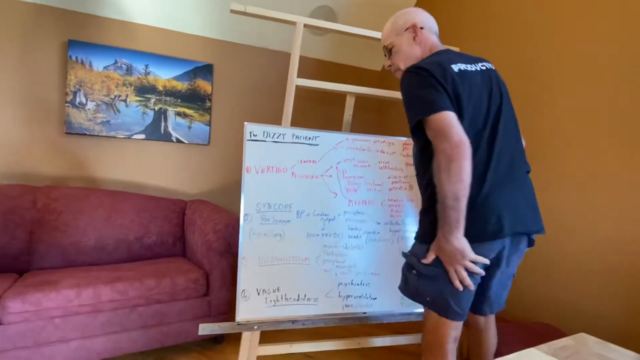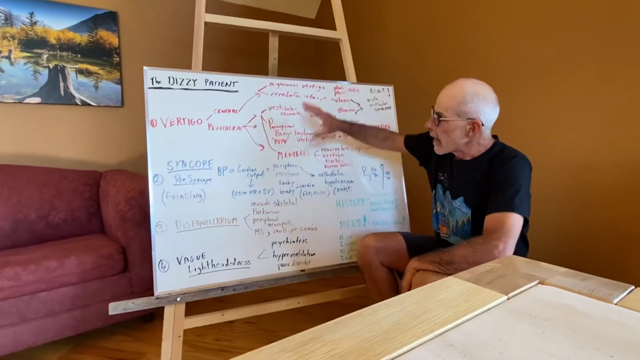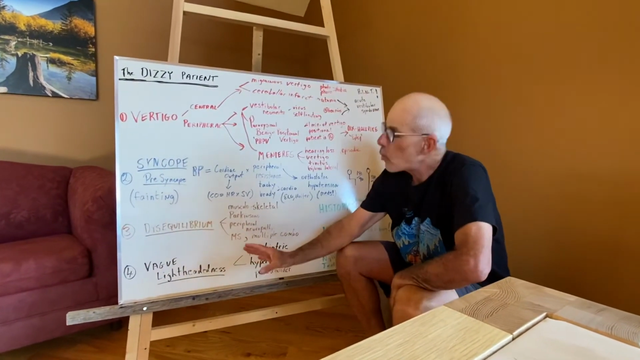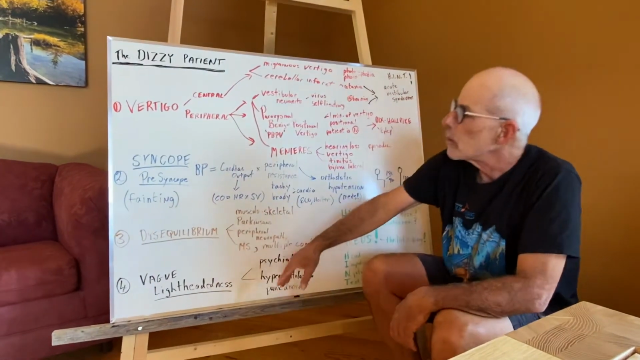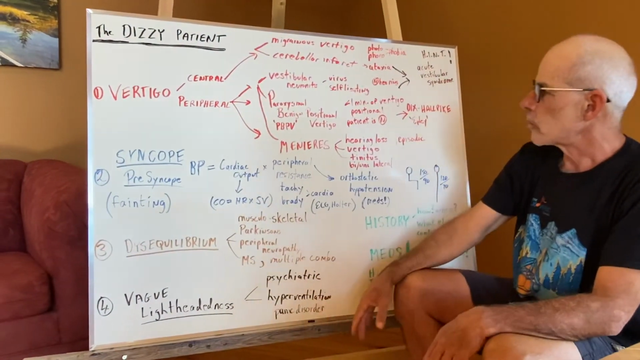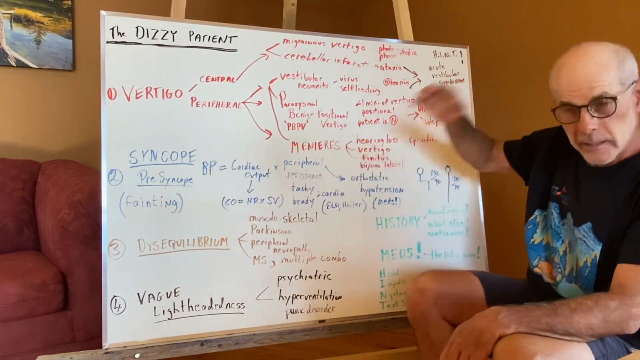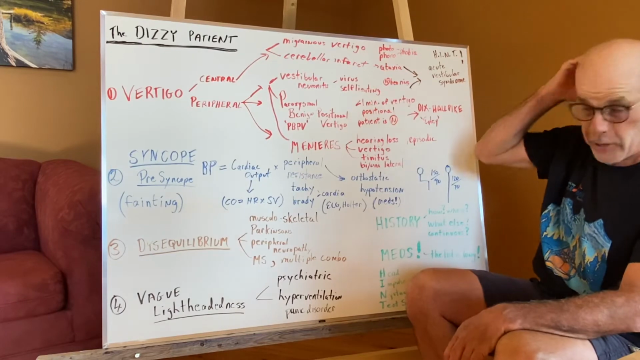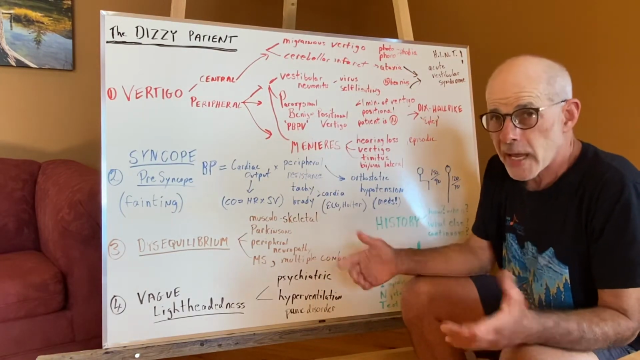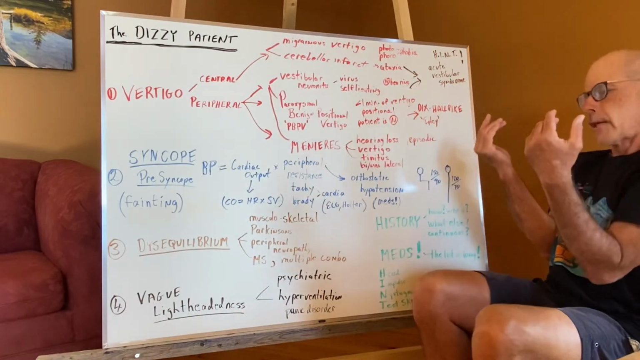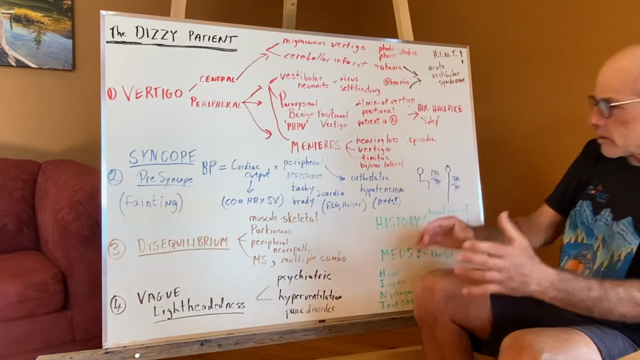So let's go back to our board here, and we'll just finish off. So again, get your history, very important. Try to pin it down: vertigo, syncope, disequilibrium, or a vague psychiatric thing. If you don't think it's vertigo and you start to think about syncope, well then of course syncope is a very important cause. There are many medications that can give you orthostatic hypotension, which means when you sit up quickly your blood pressure drops, and that's going to give you a kind of dizziness.